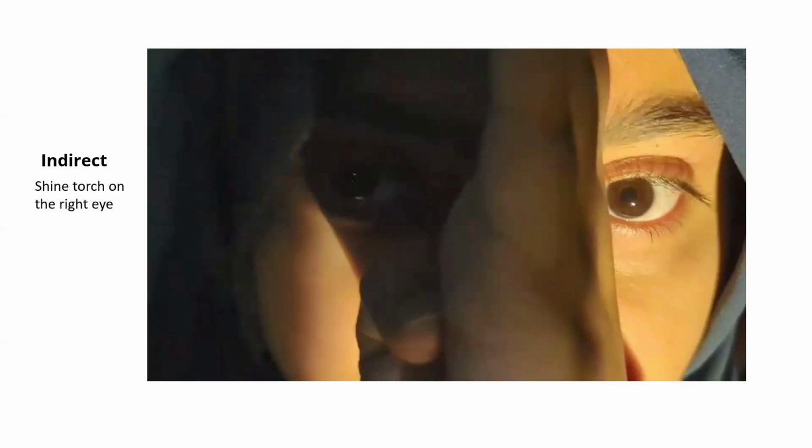Okay, so shine torch, indirect pupillary reflex of the left eye: shine torch on the right eye, and look for the pupillary reaction in the left eye. This is indirect pupillary reflex. You have to demonstrate these two.